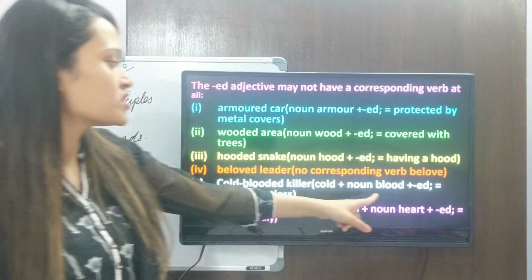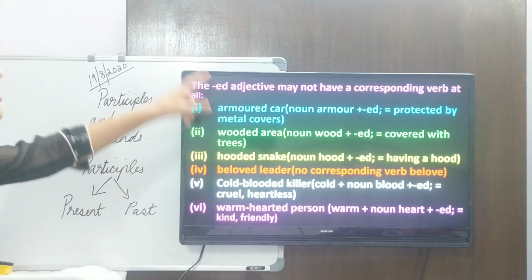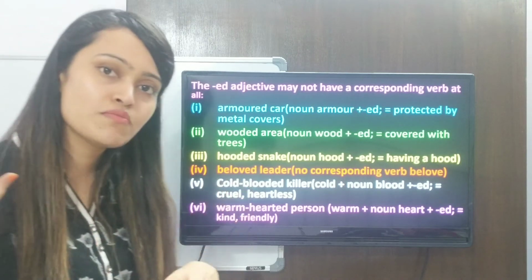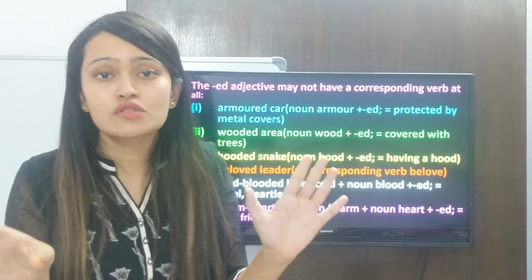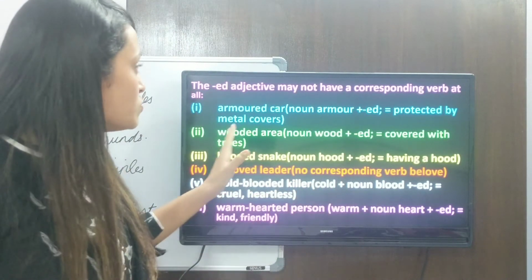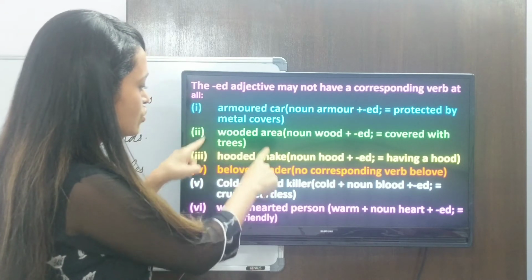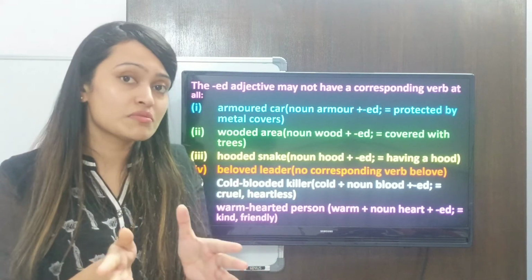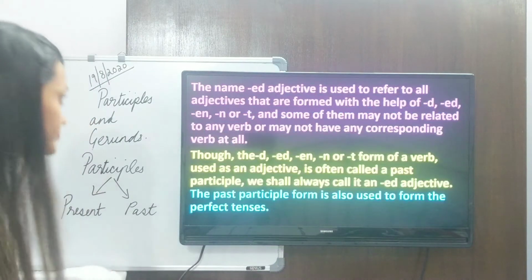Warm-hearted. Warm along with the noun heart and ed. So there is no corresponding verb in these examples. Like in the previous examples, we had a verb along with ing or ed, but over here no corresponding verbs are there. So there are exceptions which make new ed words. Wooded, hooded, beloved, cold-blooded, warm-hearted. These new ed words are coming, but they are not derived out of some corresponding verb.